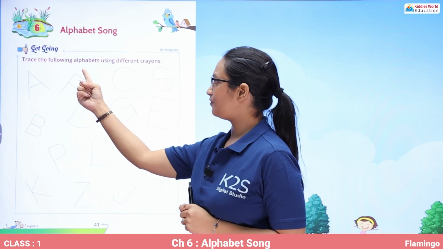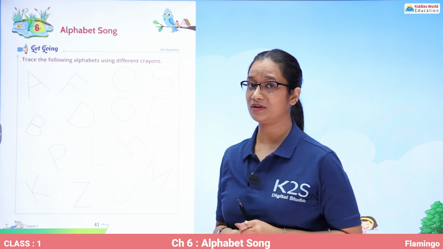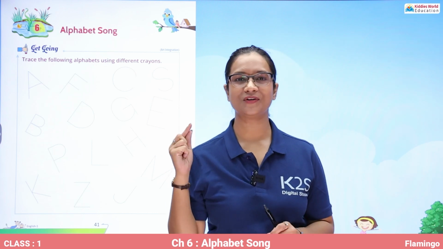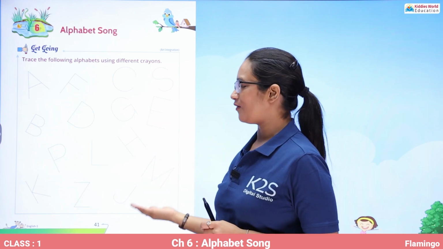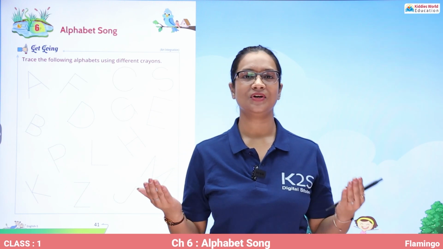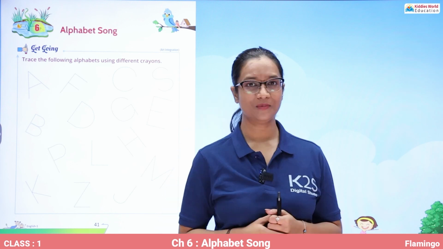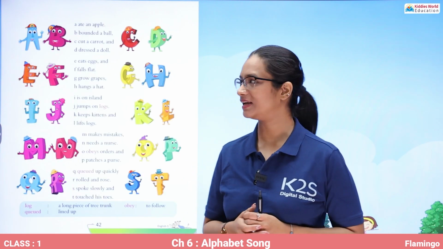So, trace the following alphabets using different crayons. Quickly take out your crayons and trace all the alphabets which are given in the book so that you get to know what these alphabets are. Moving on, we will start the topic now.